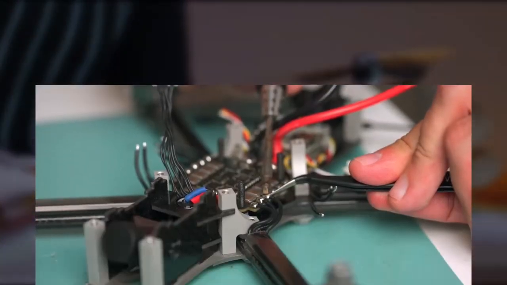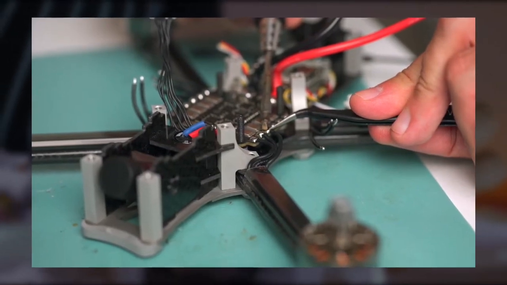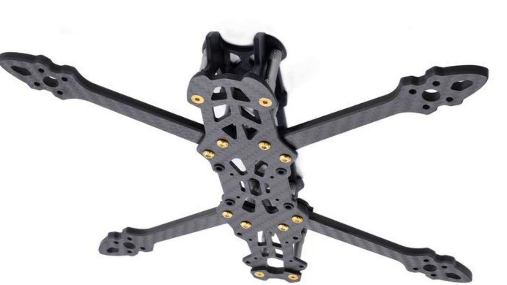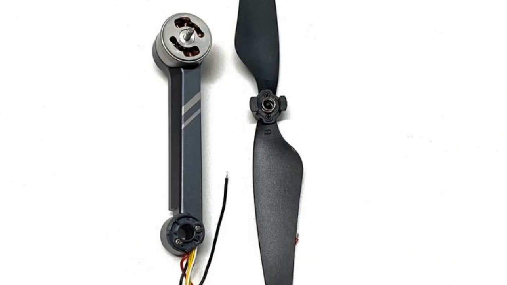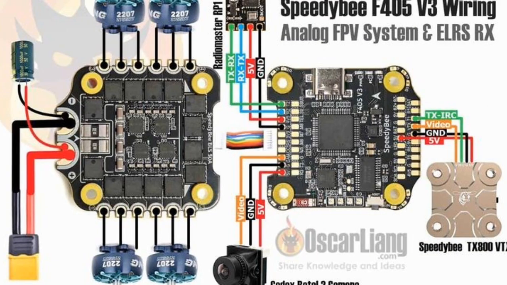Here is the step-by-step process of making a drone. The first step in building a quadcopter drone is to choose a frame. The next step is to select the motors and propellers. And step number 3, choose a flight controller. The flight controller is the brain of the drone.